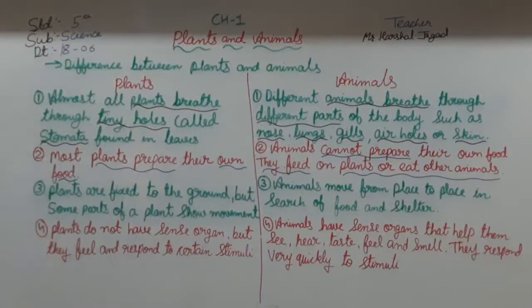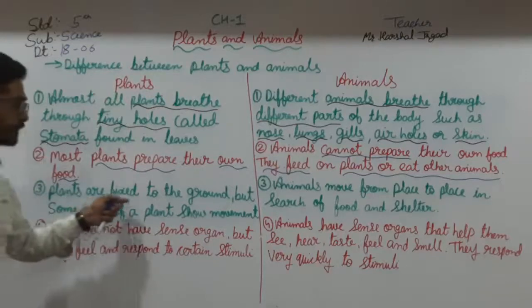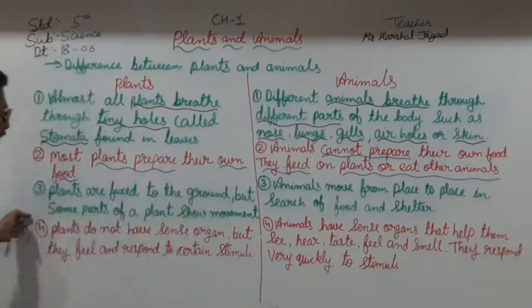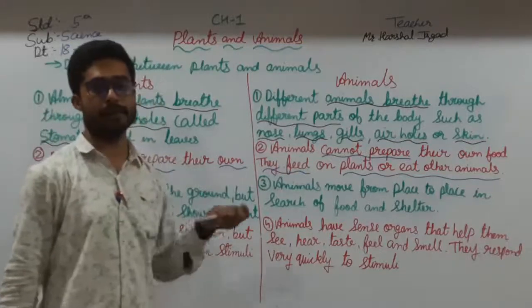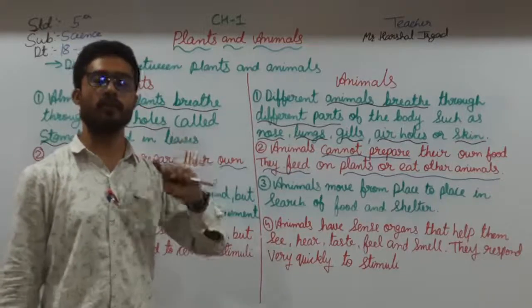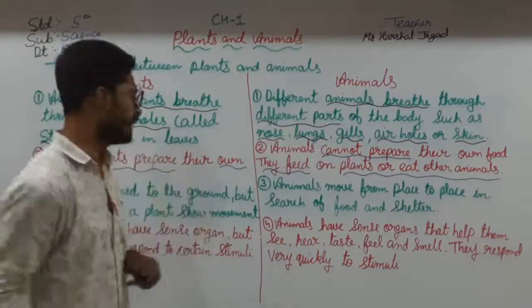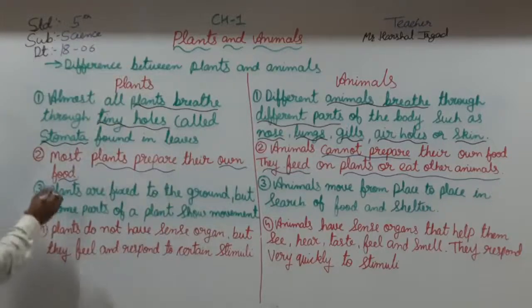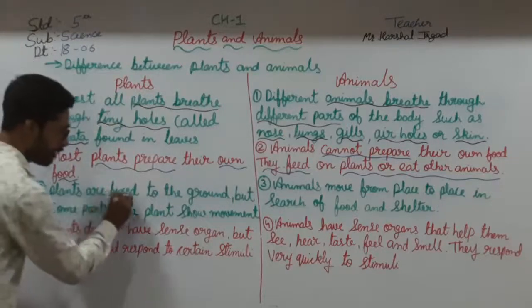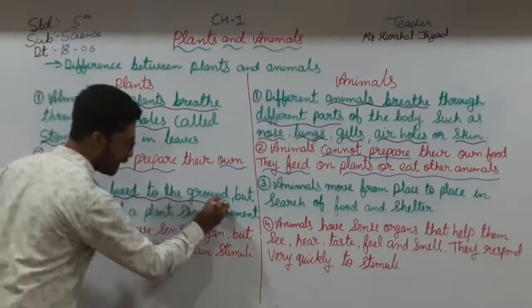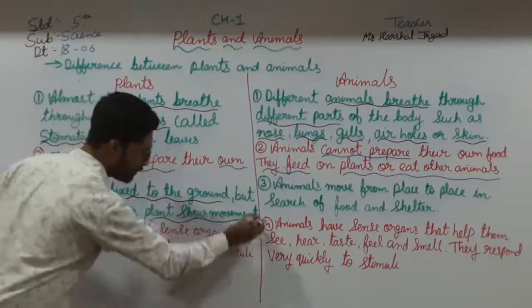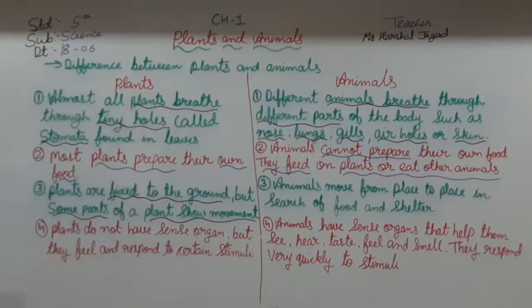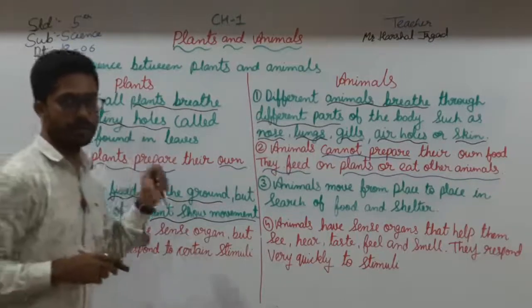Then after, plants are fixed to the ground, but some parts of the plant show movement, like branches and stem, that all just move, but due to the wind. So here it will be: plants are fixed, means they are fixed to the ground, but some parts show movement, some parts of the plant show movement.